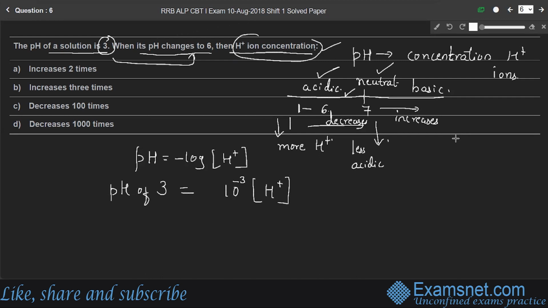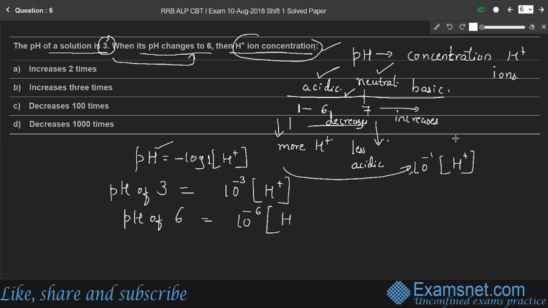So log of hydrogen ion concentration is nothing but minus log 1, which is 10 raised to minus 1 of hydrogen ion concentration, which is pH of 1. Therefore, pH of 3 is 10 raised to minus 3 of hydrogen ion concentration. And for pH of 6, when pH changes from 3 to 6, it becomes 10 raised to minus 6 of hydrogen ion concentration. So what is the change here? 10 raised to minus 3 to 10 raised to minus 6.